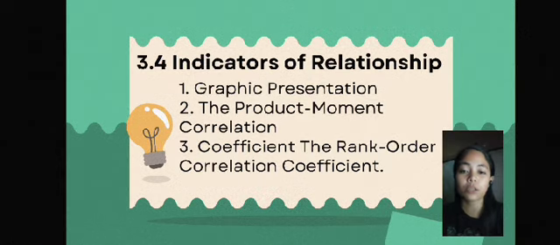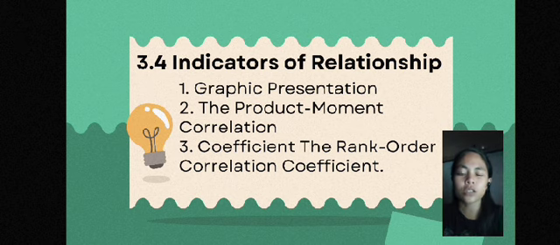Indicators of relationship. The first is the graphic presentation. By using graphic display techniques, the relationship between two variables can be described according to its magnitude, whether it is strong or weak, and its direction, whether it is positive or negative.